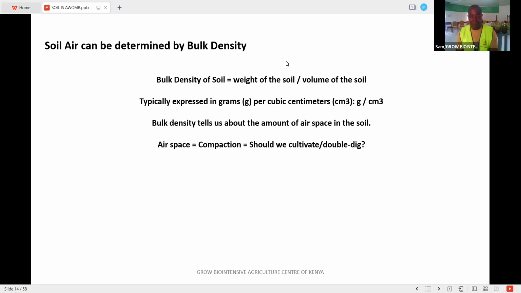So if the air spaces are tiny, then that means that there is compaction. Then we should cultivate, we should double dig, we should loosen the hard pan so that now air is able to go in and come out. The roots are able to penetrate and go and seek for nutrients out there. When you apply water, water goes down rather than spreading and causing flooding.